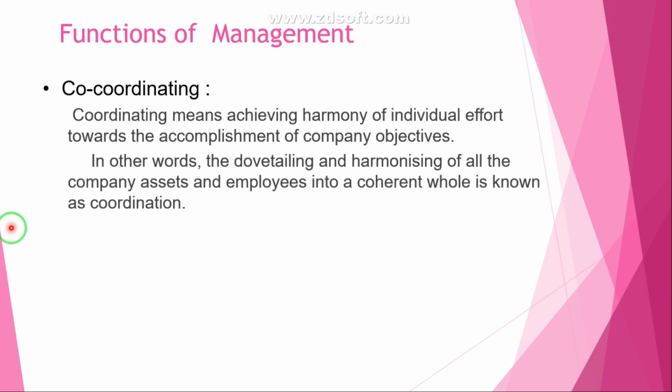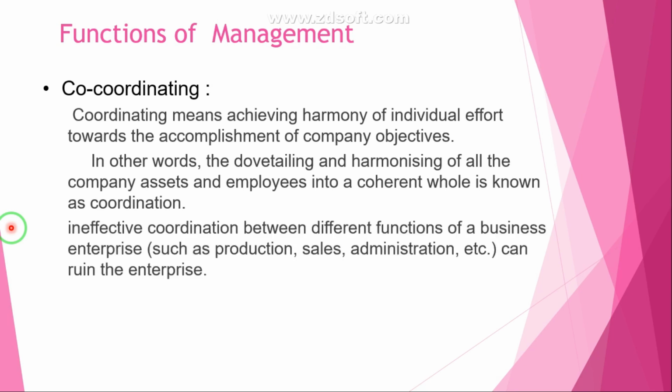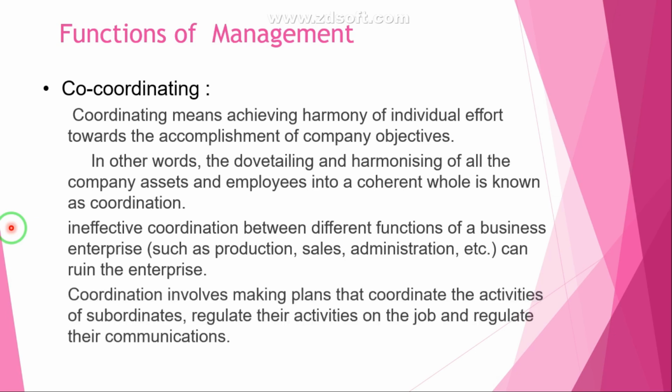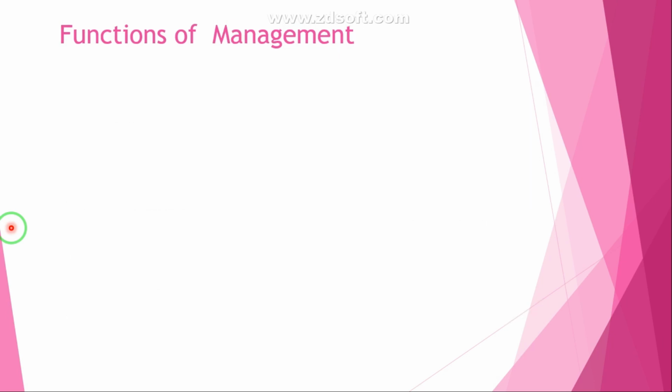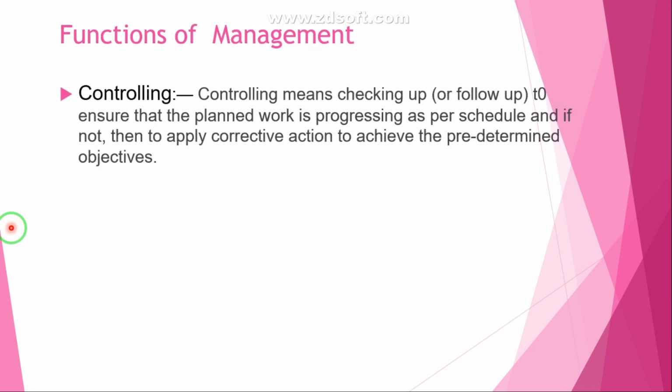In other words, dovetailing or harmonizing of all the company assets and employees into a coherent whole is known as what? Coordination. Ineffective coordination between different functions of business such as production, sales, administration can ruin the whole enterprise. So coordination involves making plans that coordinate the activities of subordinates, regulate the activities on the job, and regulate their communication. And last, it is controlling.